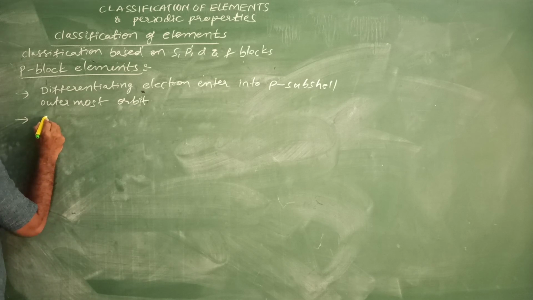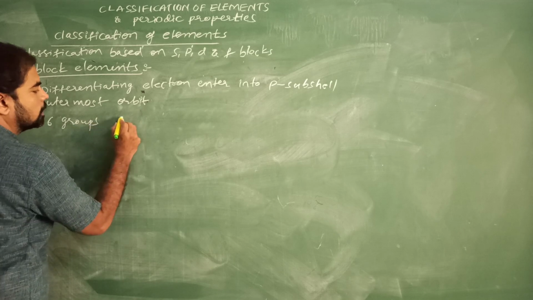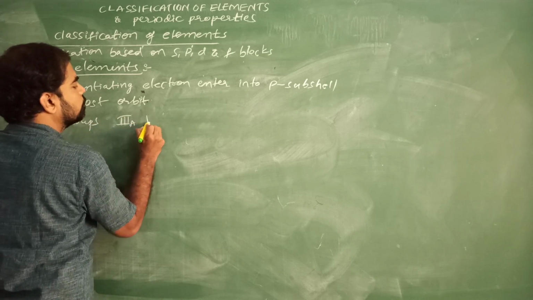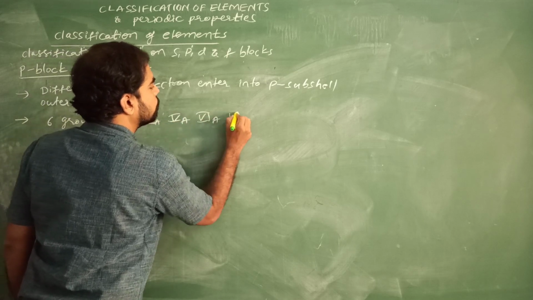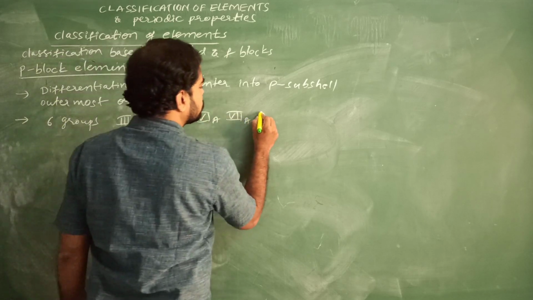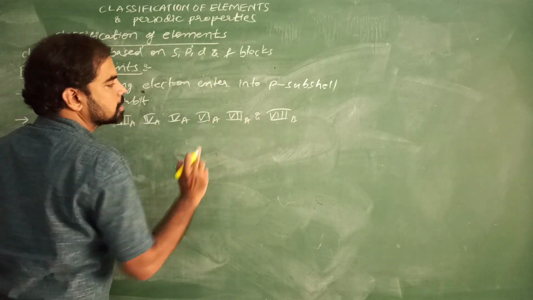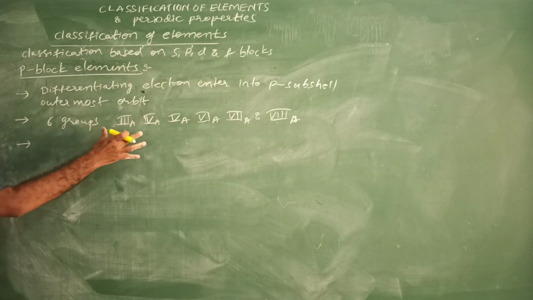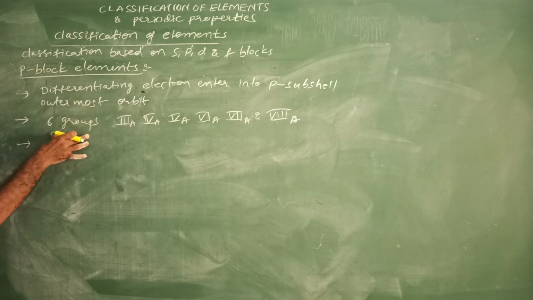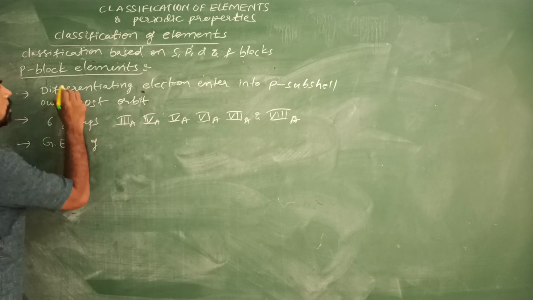In P block elements, 6 groups are present. How many groups are present in P block? 6 groups. What are they? Third A, fourth A, fifth A, sixth A, seventh A and eighth A. 1, 2, 3, 4, 5, 6 groups are present. Remember, in P block 6 groups are present, whereas in S block only 2 groups, 1A and 2A.